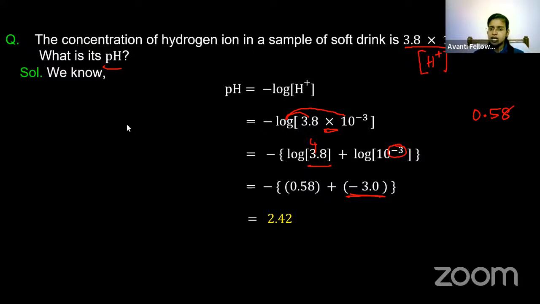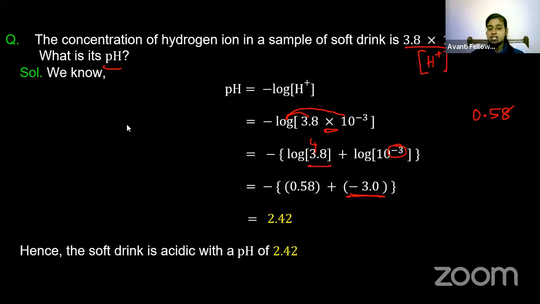Can you tell me whether it is acidic or basic? The pH is coming out to be 2.42 for the soft drink. Is it acidic or basic in nature? Very good, Trisha. Yes, Kartika, it is acidic. The soft drink is acidic with a pH of 2.42. Yes, students, very good.